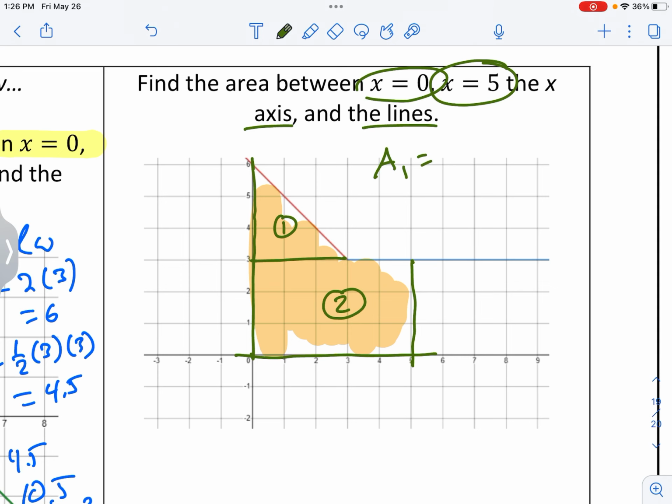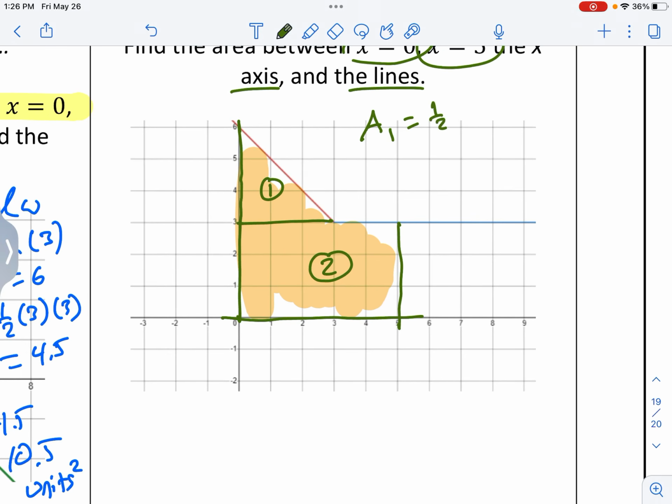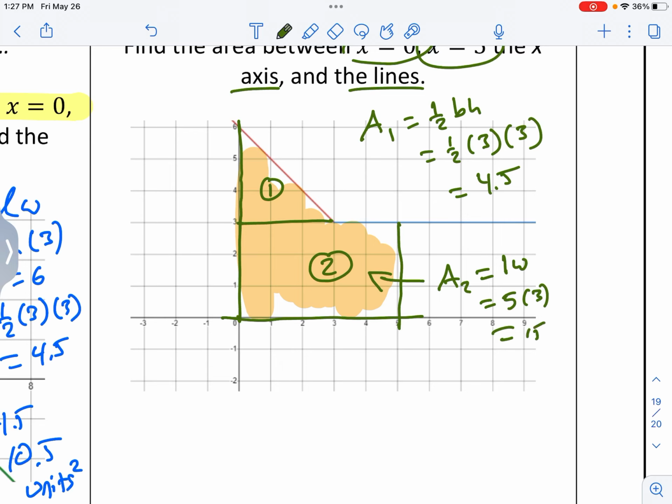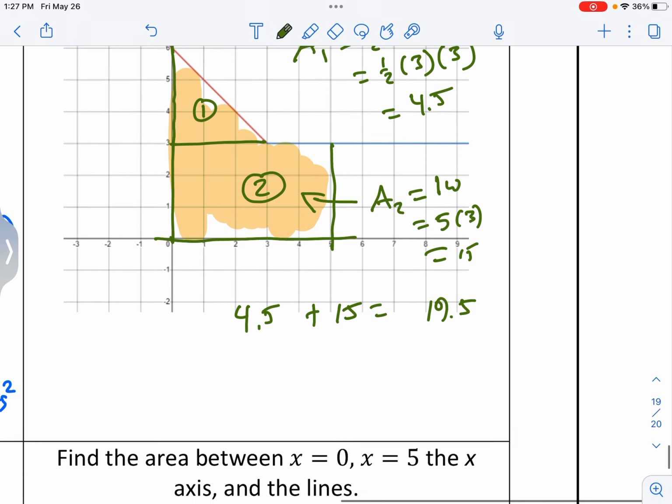So the area of shape 1 would be 1/2 base times height, or 1/2 times 3 times 3, which is 9/2 or 4.5. And the area of rectangle 2 here is length times width, or base times height if you want, 5 times 3, and that's 15. So we have 4.5 plus 15 equals 19.5 square units, units squared. Units are important in calculus. At this point, we don't have units in these problems. For this problem, I'll write units squared, and then I probably won't write it anymore on the rest.